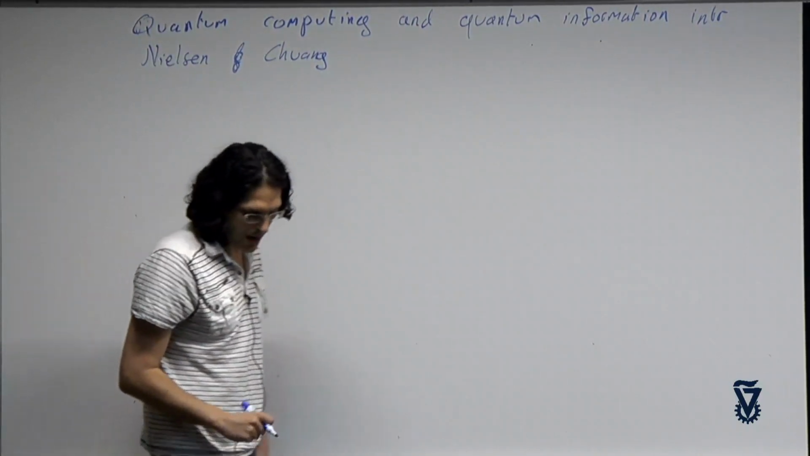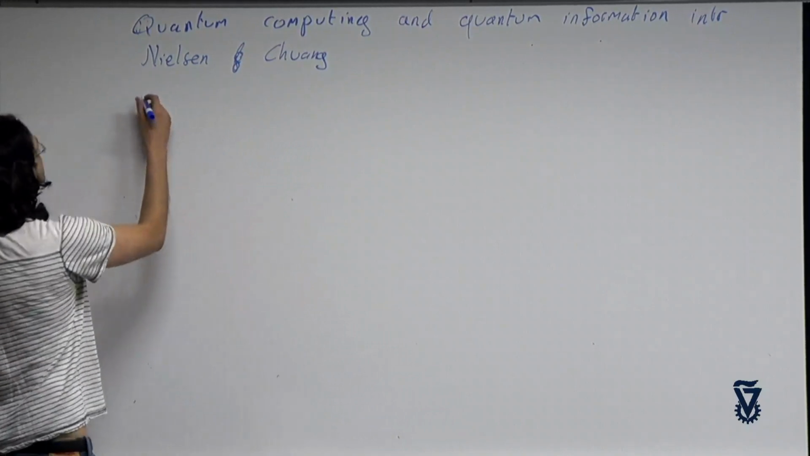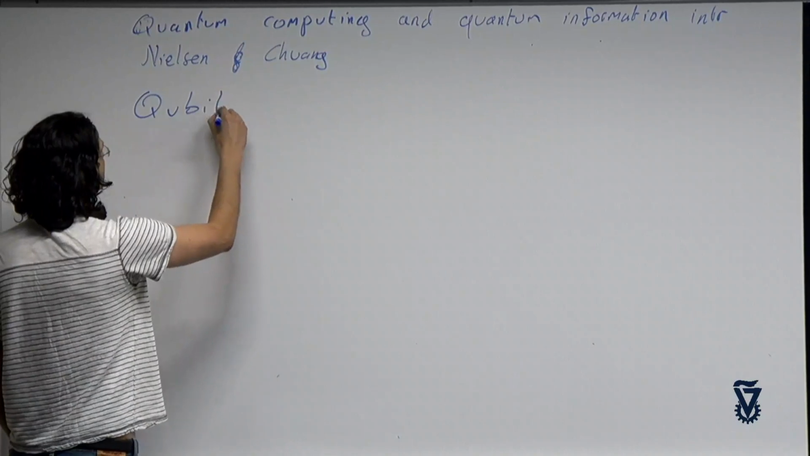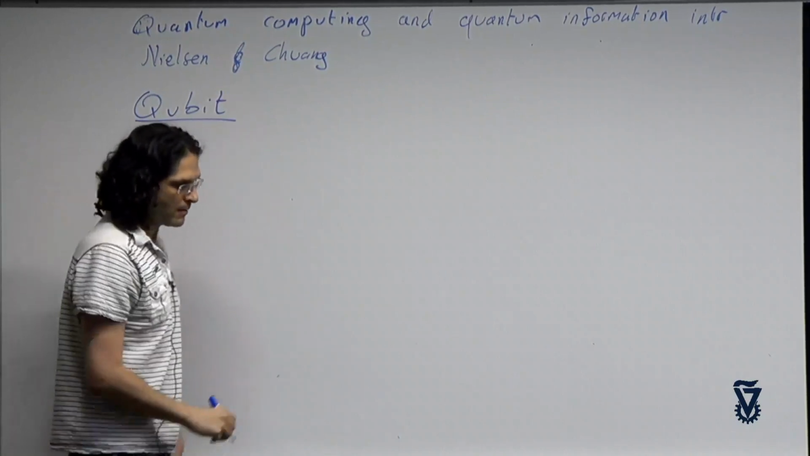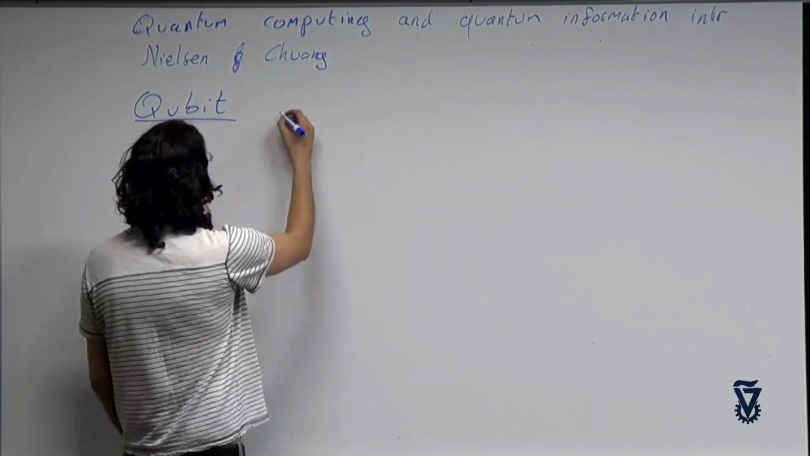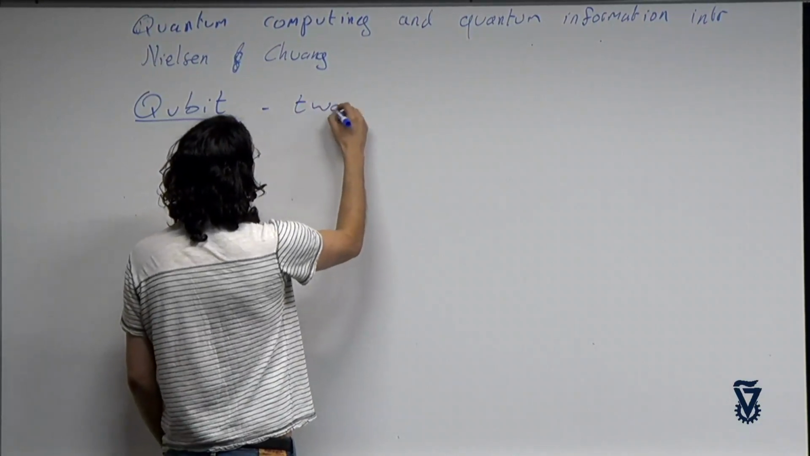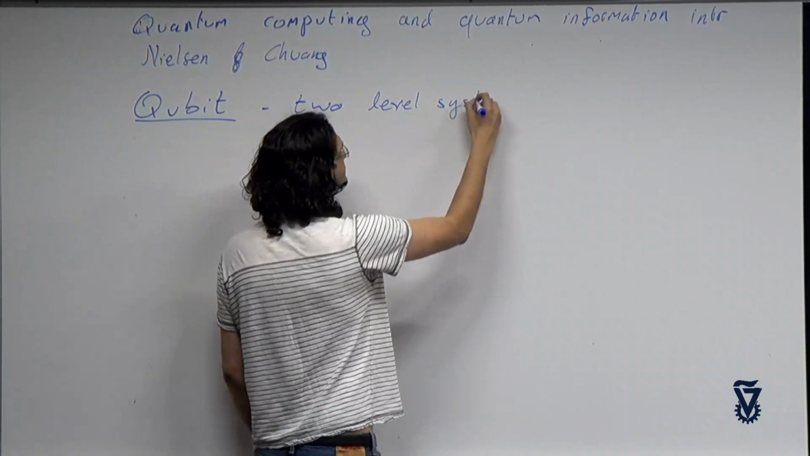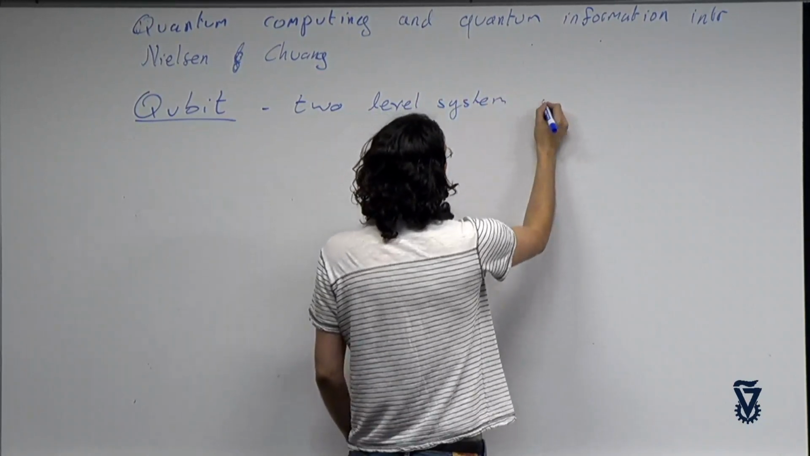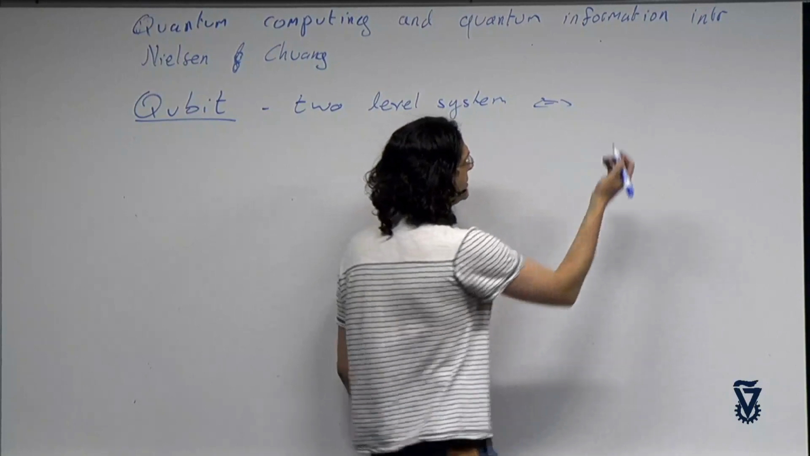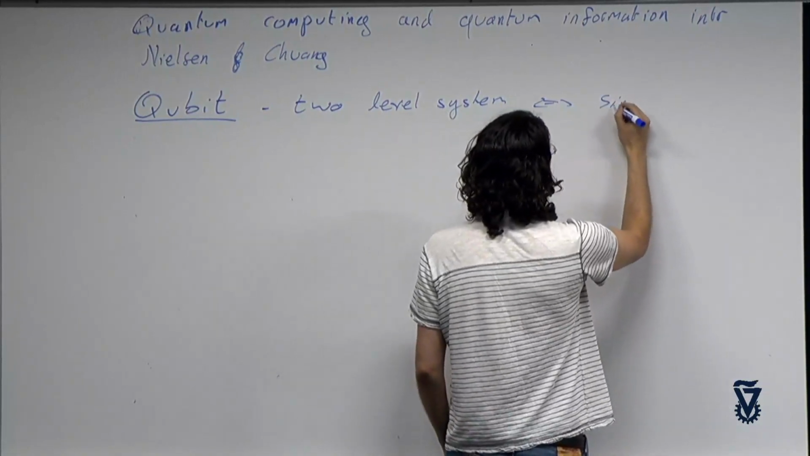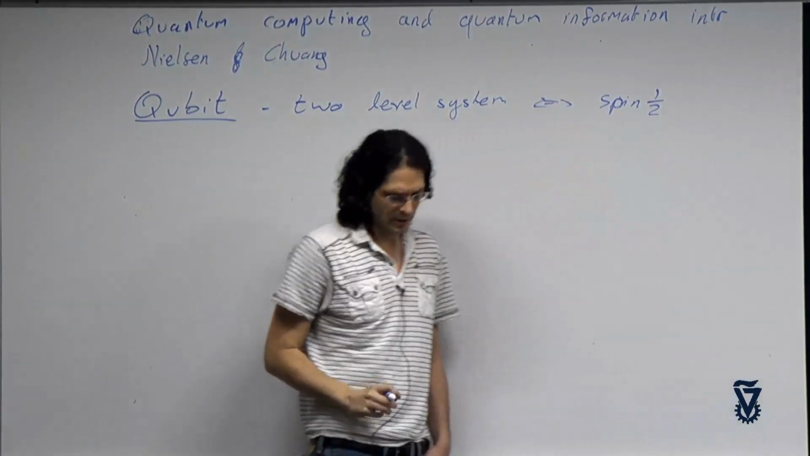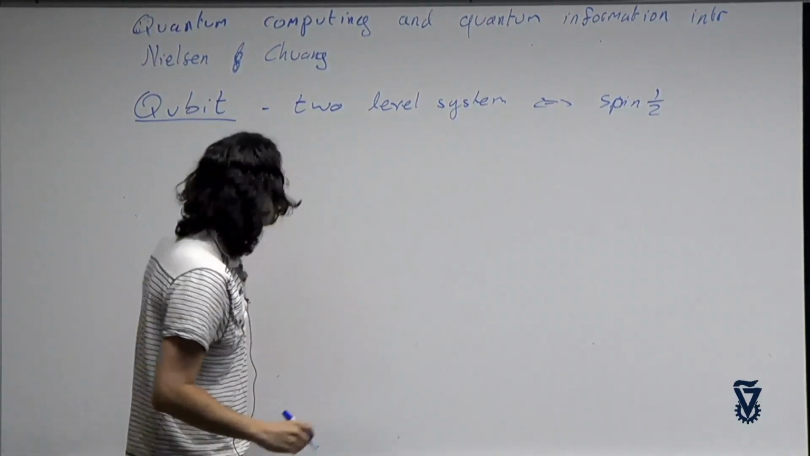Okay, so what is a qubit? I assume that you've all seen this at some point. Basically, a qubit is a two-level system. It is isomorphic to a spin half. You've all seen a spin half. You've solved it several times. So that is a qubit.